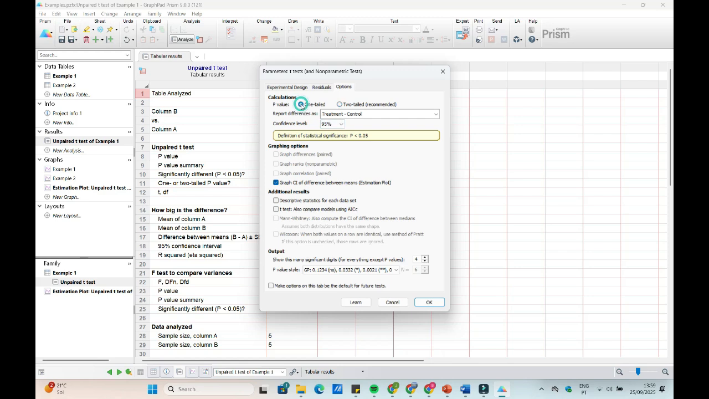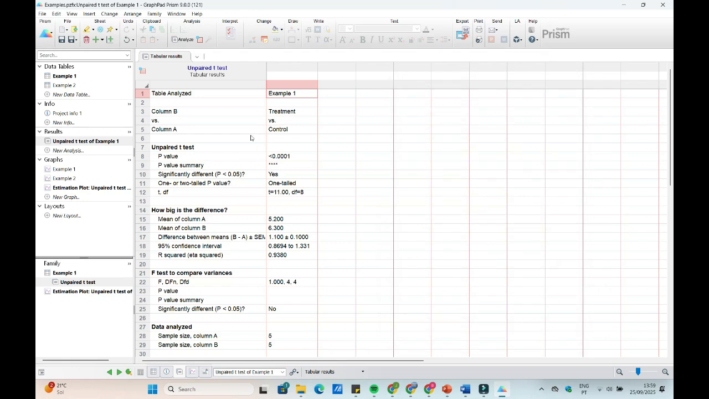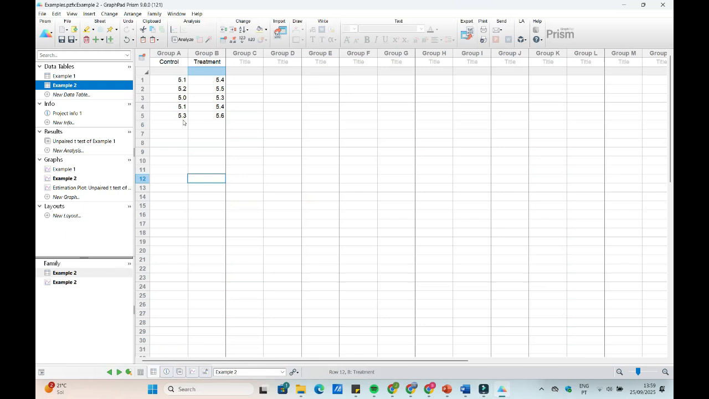The common mistake is deciding after looking at your data to switch to one-tailed test just because it gives you significance. That's p-hacking, and it's not good science. Always decide before you start analyzing.